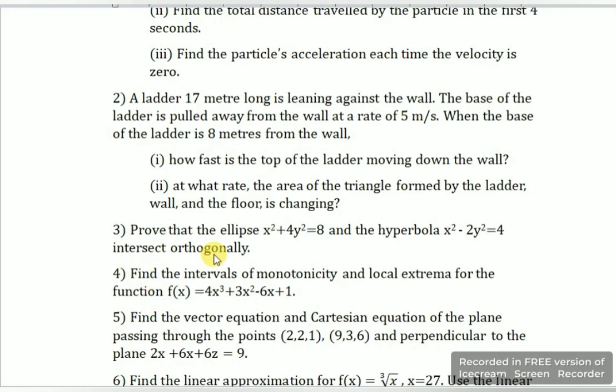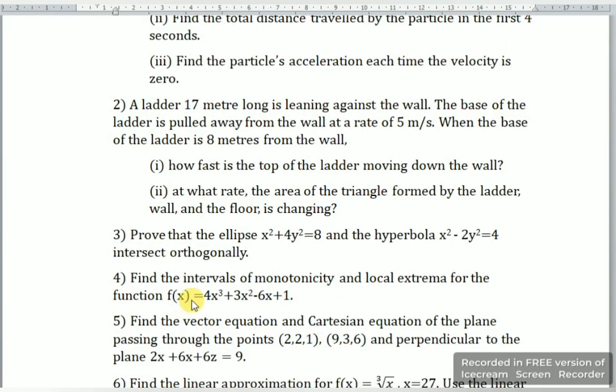Next one, prove that the ellipse x² + 4y² = 8 and the... Next question.